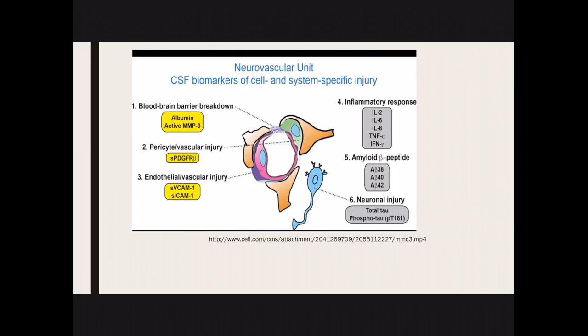The next slide shows you some of the findings that they made and the technology that they employed. So they looked at the sPDGFR-beta protein, which is a big protein derived from the pericyte. This should not be in the spinal fluid at all, but when the blood-brain barrier breaks down, it will be found in the spinal fluid.